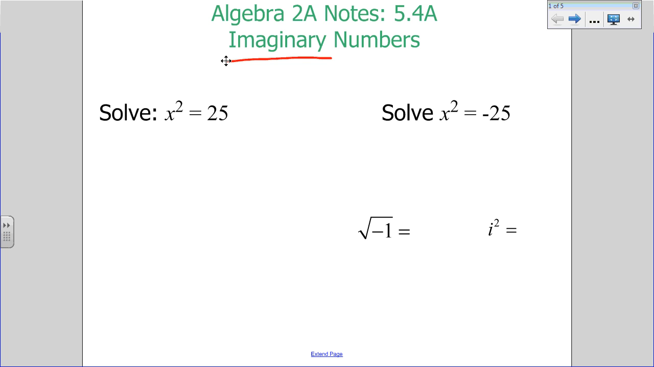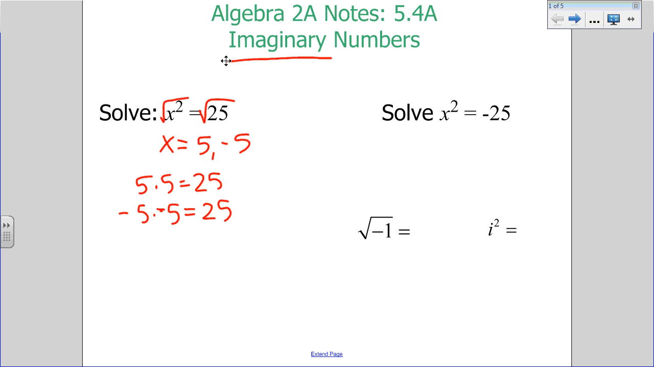If we take a look at these equations that we were solving in 5.3, x squared equals 25, we know that when we take the square root, we get x is equal to 5 or negative 5. Because 5 times 5 is positive 25, and negative 5 times negative 5 is positive 25. Well, now what happens if we have to take the square root of a negative? What we find is there's no way to do it. There's no solution.